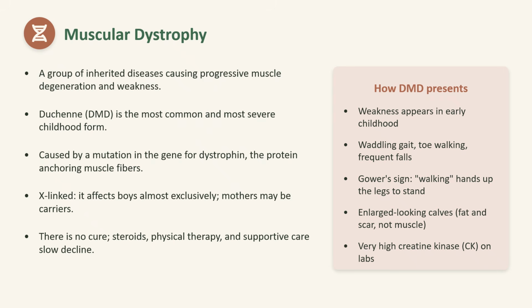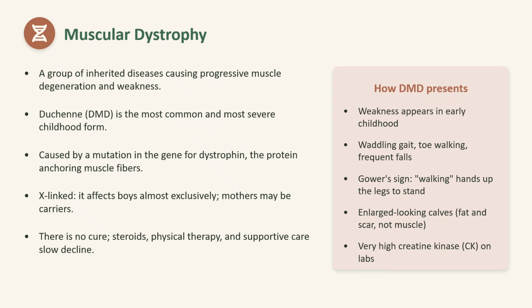Our second condition is muscular dystrophy, actually a group of inherited diseases marked by progressive muscle degeneration and weakness. The most common and most severe childhood form is Duchenne muscular dystrophy, or DMD, and it's the one to know. Here's the pathophysiology, and it's elegant and terrible.